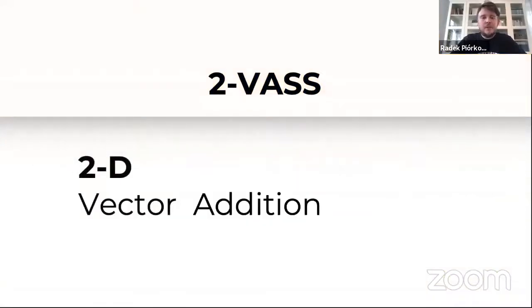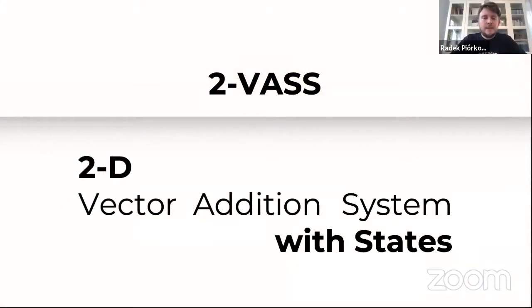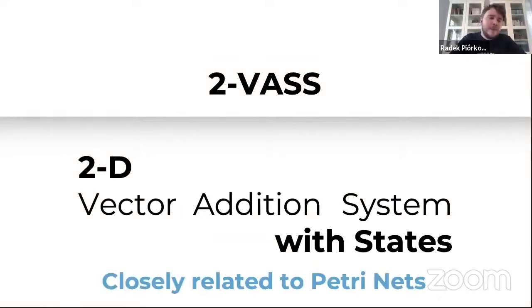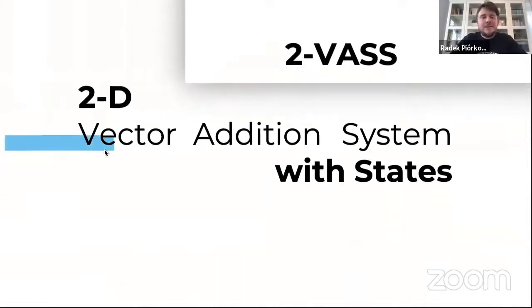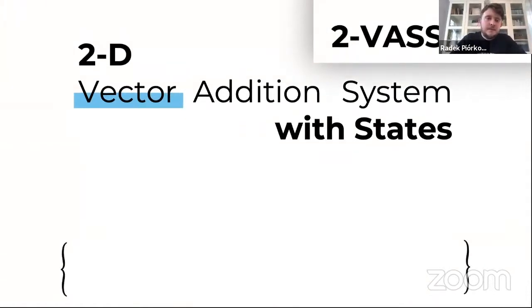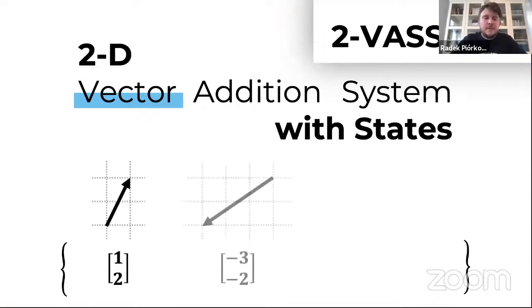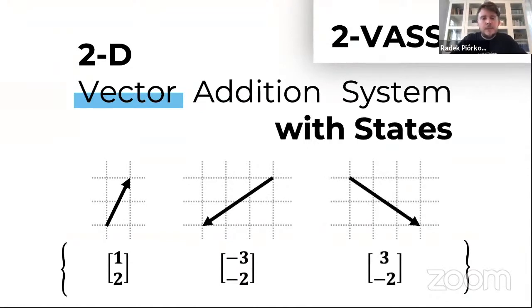A two-vase is a 2D vector addition system with states. So let's look at all those words that appear in the name of this model. First of all, it's closely related to Petri nets, of course. So first, 2D vector: the transitions of the system will be more or less 2D vectors, and I will be drawing them like this. The other keyword is with states, and I will draw the states as colorful dots like this.